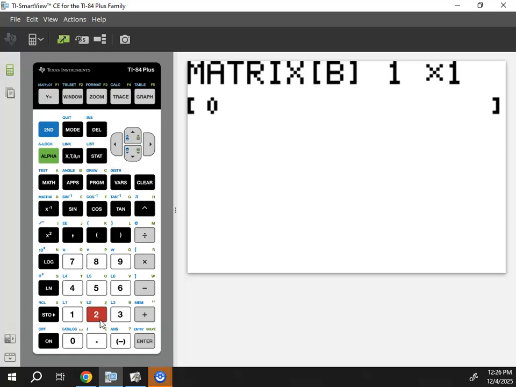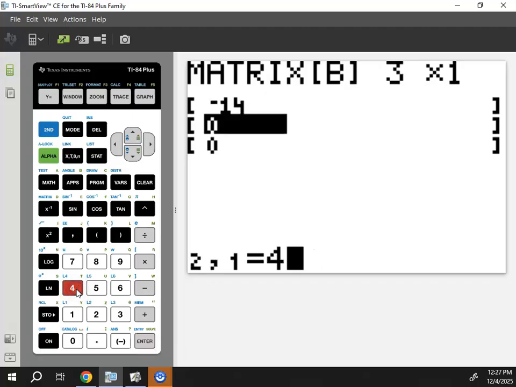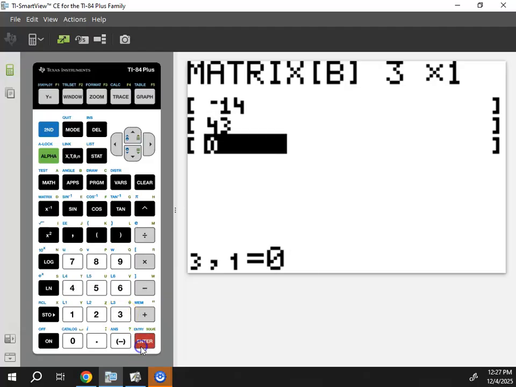Okay, so this is a 3 by 1. So that's negative 14, 43, and 2. Okay, goodness. What's wrong with this board?